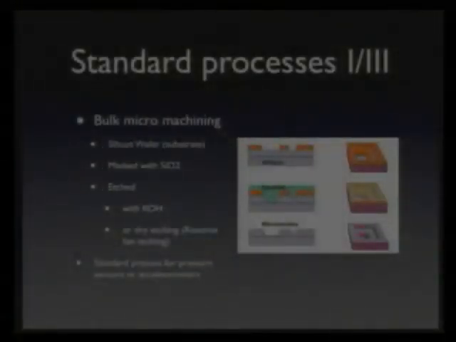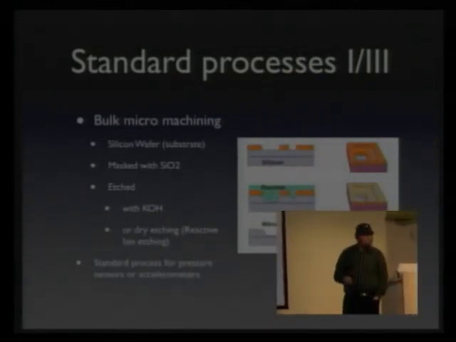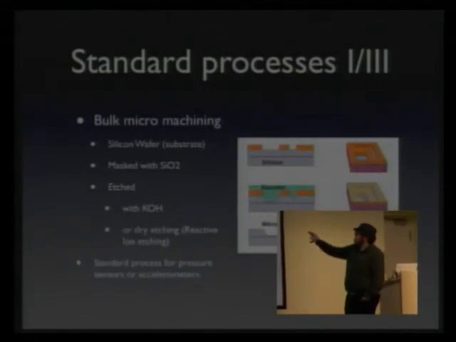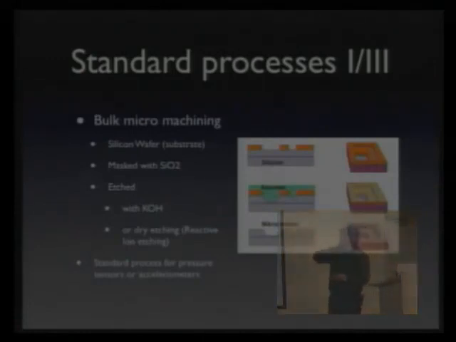And I want to show you 3 standard processes, 2 in silicon and 1 which is not in silicon. This is standard bulk micromachining. If you have a car with a wireless pressure sensor on all your tires, you will have something like this in it. So you take a piece of silicon and put some silicon dioxide on top of it. Silicon dioxide is basically glass. You can use chemical vapor deposition, you can use plasma enhanced chemical vapor deposition, but it doesn't matter. You put glass on top of it.